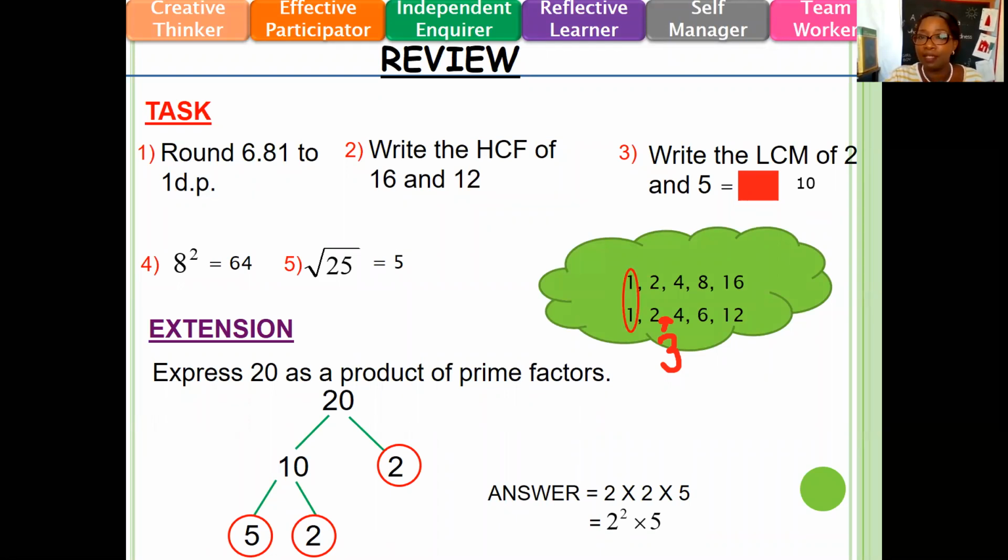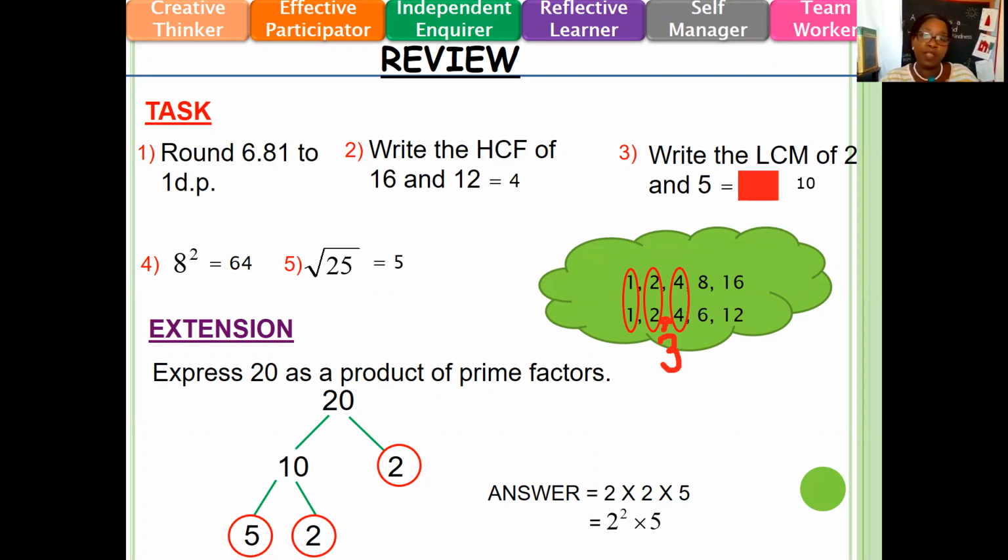Okay, let's look. They have 1. Both of them have 1 in common. What else? Both of them have 2 in common. And finally, both of them have 4 in common. So we have 3 factors that are common. What is the highest of those 3 factors? Your answer is 4. So the HCF of 16 and 12 is 4.